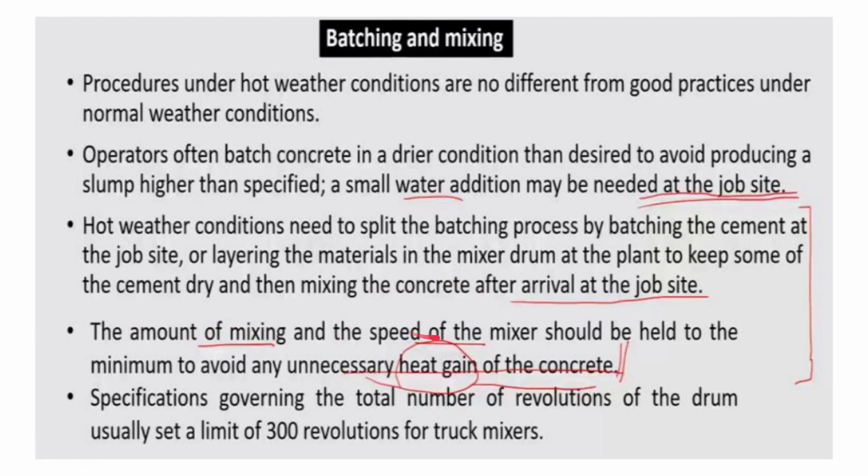The amount of mixing and the speed of the mixer should be held to the minimum to avoid any unnecessary heat gain of concrete. Specifications governing the total number of revolutions of the drum usually set a limit of 300 revolutions for truck mixers, because if you go for more, the heat generated will also be more.